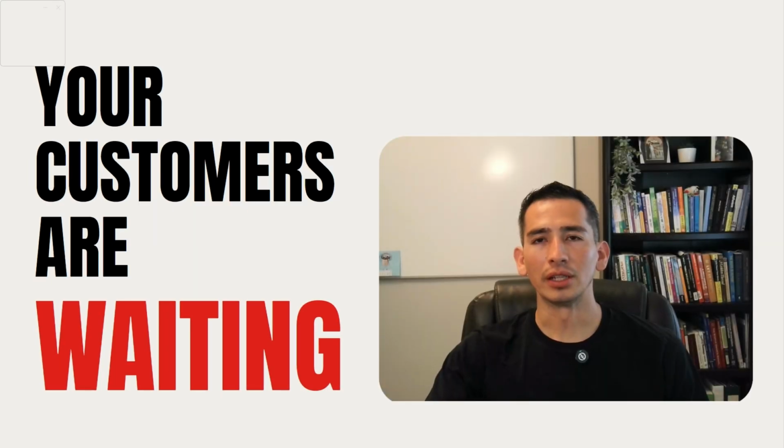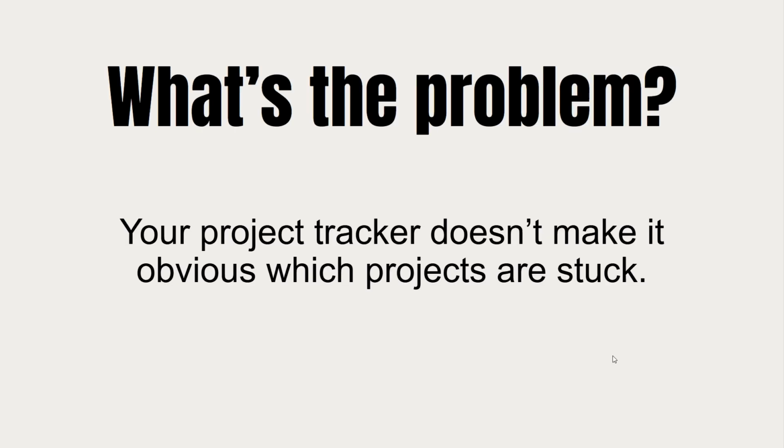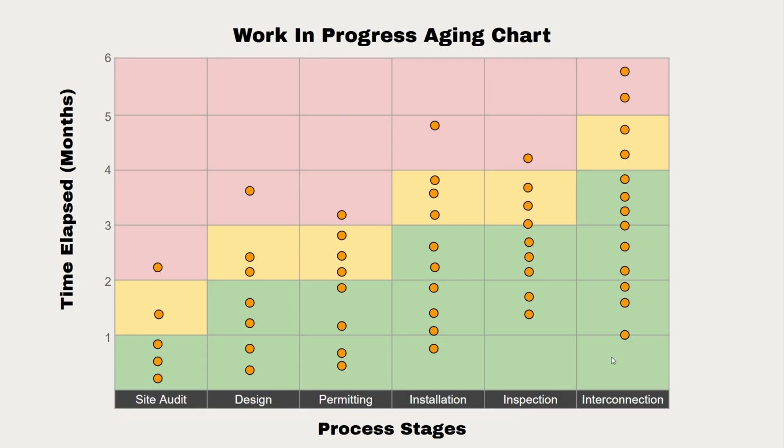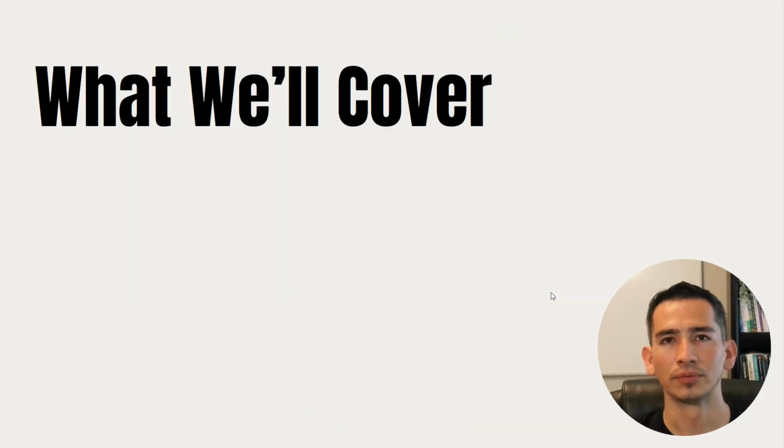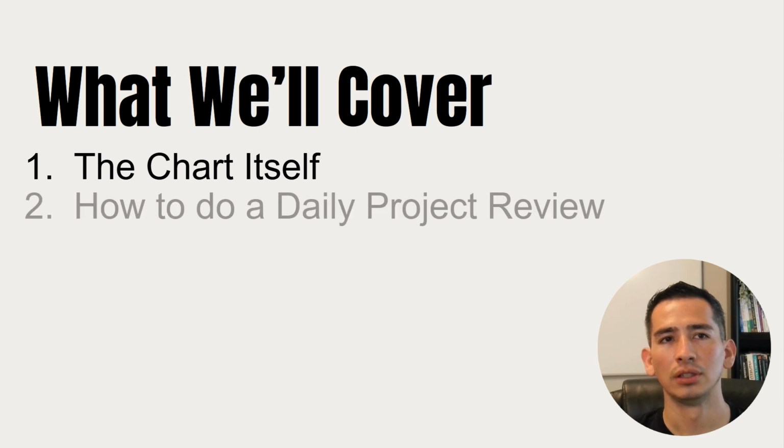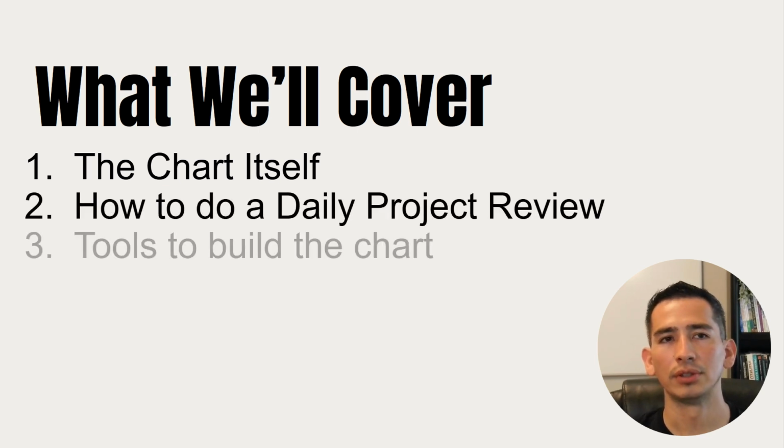Your customers are waiting and they're asking, when will it be done? The problem is that your current project tracker doesn't make it obvious which projects are stuck, how long they've been there, or what's holding them up. In this video, I'll show you how to use a work in progress aging chart to identify problems before they become customer complaints. Here's what we'll cover: the chart itself, how to do a daily project review, and tools to build the chart.